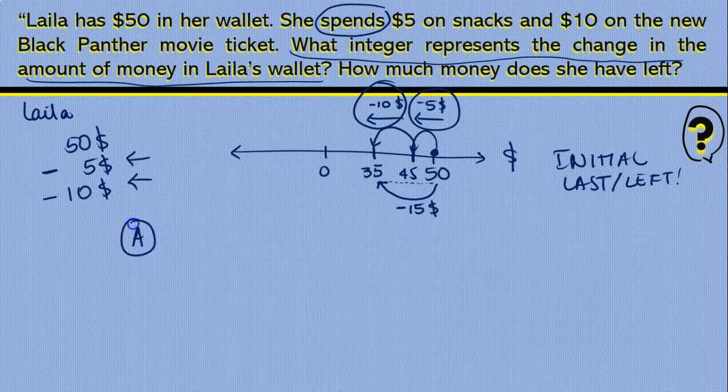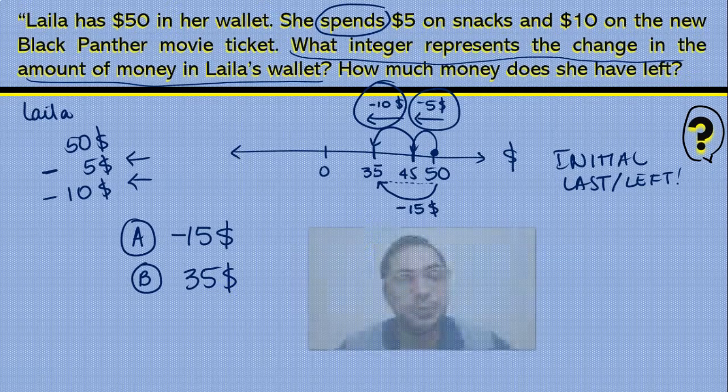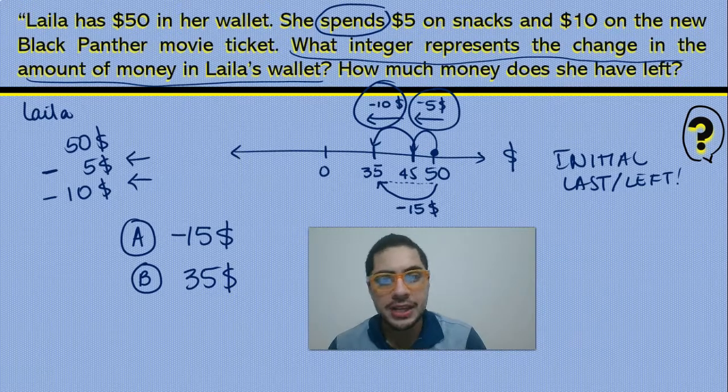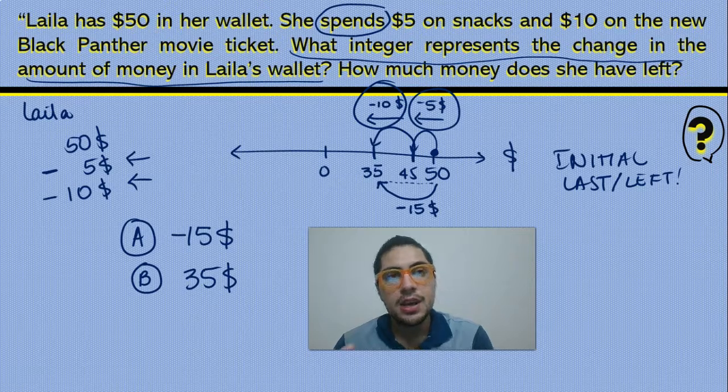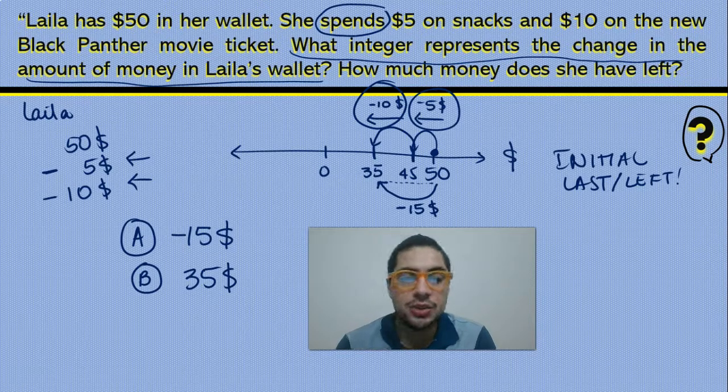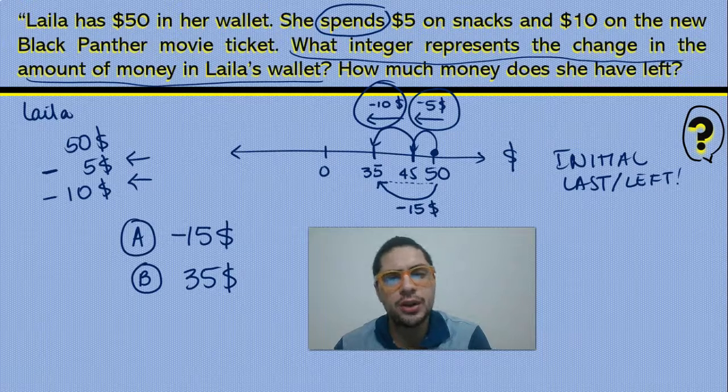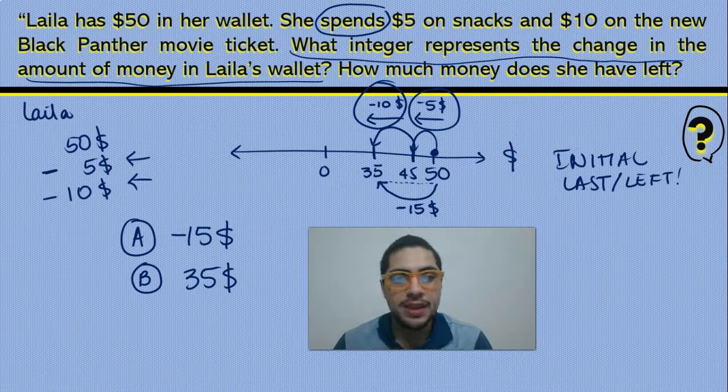So for the first answer, what is the integer that represents the change in the amount of money Laila has in her wallet? It would be minus $15. And then how much money does she have left is the initial minus the change, so that means it's going to be $35. So guys, this is why it's pretty useful to identify those keywords or key expressions that let you know if a change is going to be represented by a negative number or a positive number. Also, as you can see in the video, it's very useful because you also use the number line in order to understand whether a change is going to be to the left or to the right and how a change is being represented.